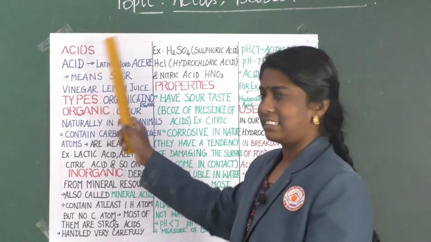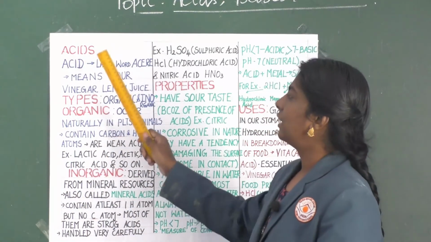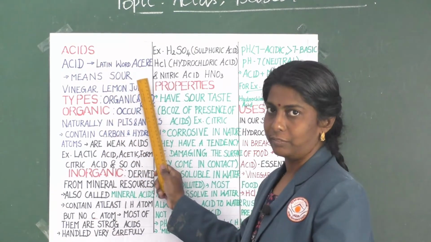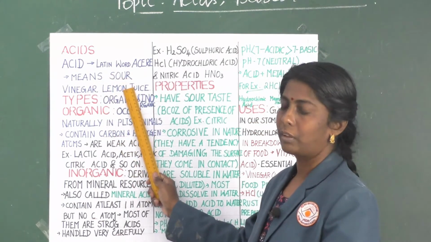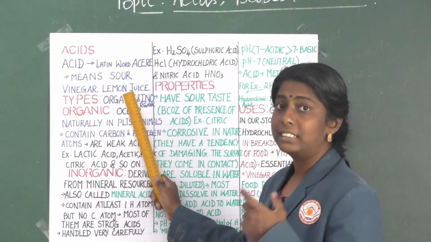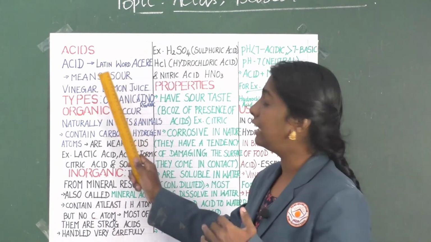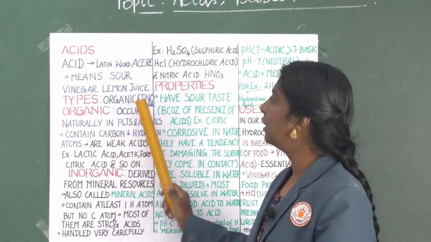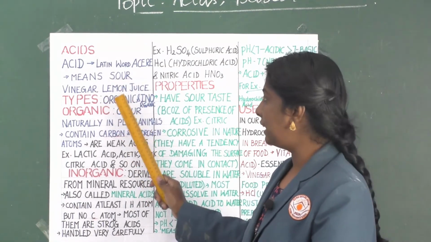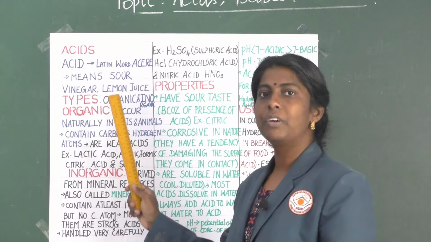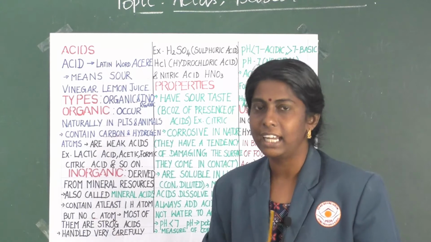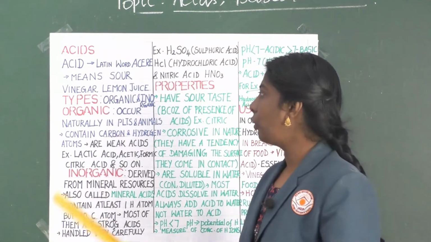Now about acids. The word acid comes from a Latin word acer, meaning sour. For example, vinegar and lemon juice taste sour because they have acid. Clear? So now about their types. They are classified into two different types of acid, organic and inorganic. Let us learn about organic now.